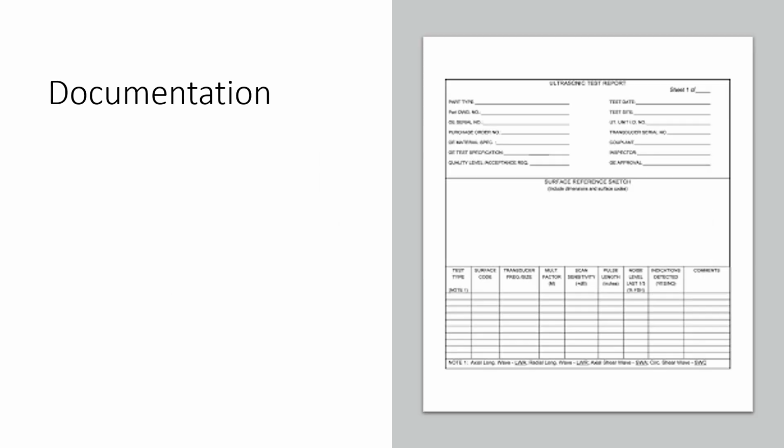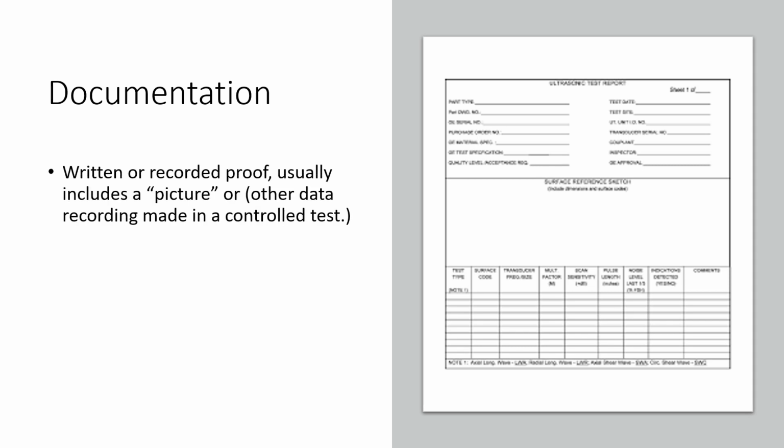Let's talk about documentation. Anything in engineering would be incomplete without documentation. We got to have documentation to back up what we're doing. If it doesn't have documentation, it didn't happen. So documentation is a written or recorded proof, usually includes a picture or some kind of other data that we can attach to our documentation package, to our report, and it gives us an idea of what happened during the testing.